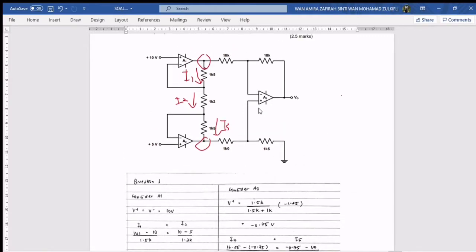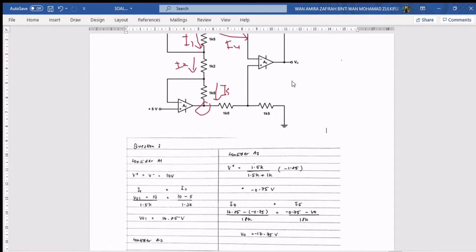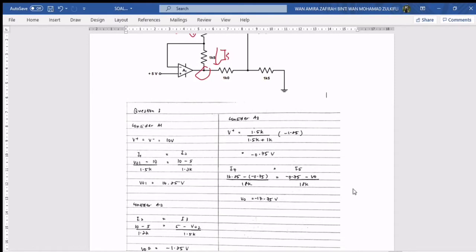By applying current in and current out, we can find the value for V out. I assign I4 as the current in, and I5 as the current out. The equation for I4, the current in, is (16.25 minus negative 0.75) over 18k, which is equal to the current out I5, (negative 0.75 minus V out) over 18k. We calculate the equation and get the final answer for V out, which is negative 17.75 volt.